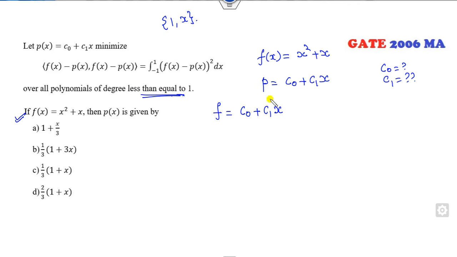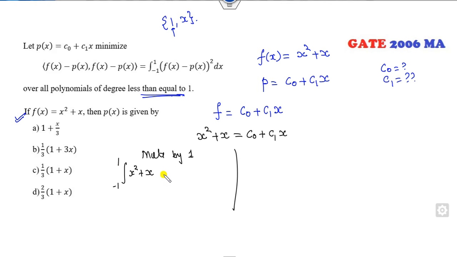F is given here. Firstly, you can multiply this series by 1. So you will get x square plus x here. Now you can simply multiply this series by the first basis and then integrate over minus 1 to 1. The integration of the odd part over minus 1 to 1 is 0. The integration of the other is 2 over 3, plus 0, which equals 2 times C0. So C0 is 1 over 3.